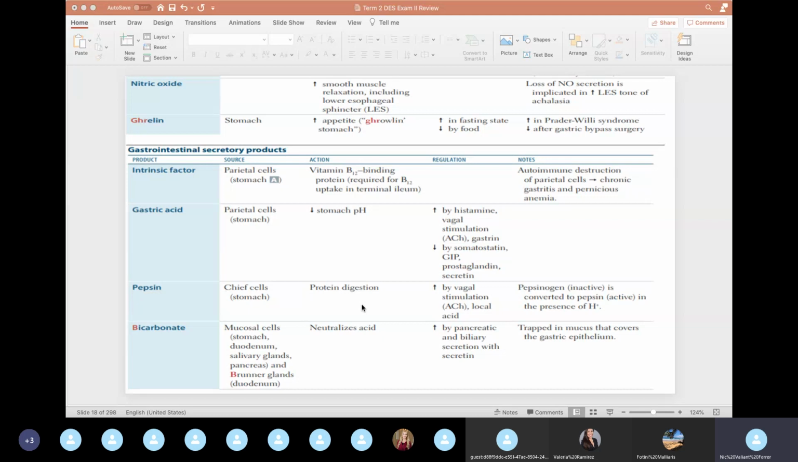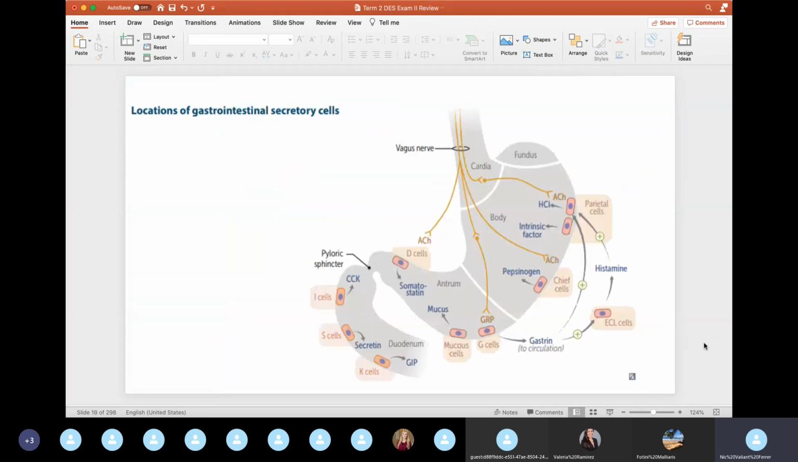This is for protein digestion, right? Don't forget, there's an inactive protein called pepsinogen, which is converted to pepsin in the presence of H+. And of course, the bicarbonate from the Brunner glands in your duodenum to neutralize the acid. Why do we need to neutralize the acid in the duodenum? So that your pancreatic enzymes can actually work. Remember, they are secreted in inactive form, and they need to be activated.